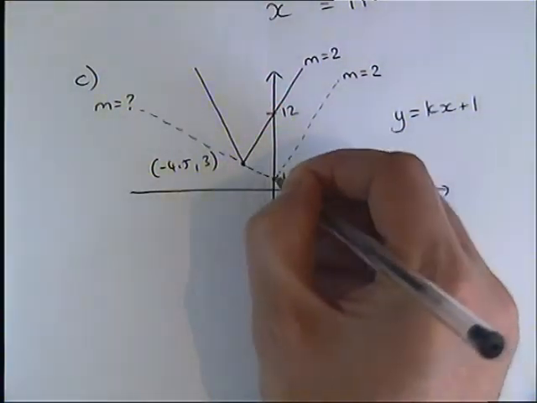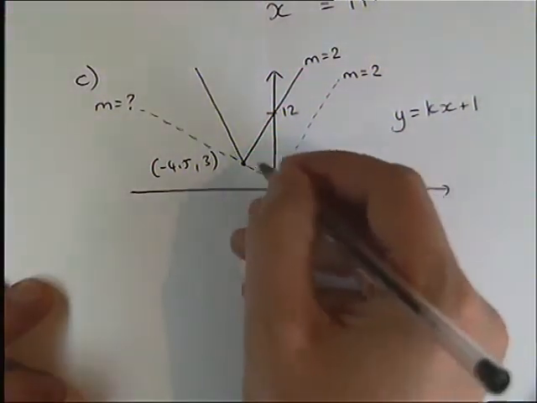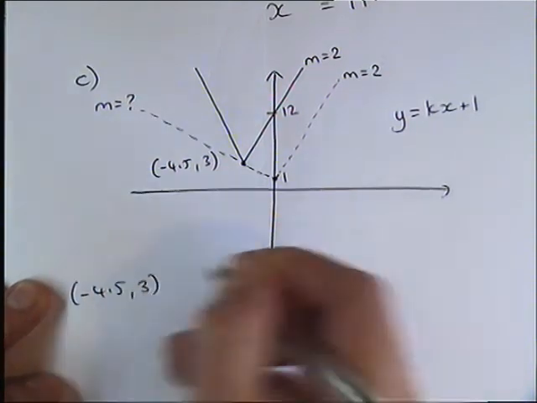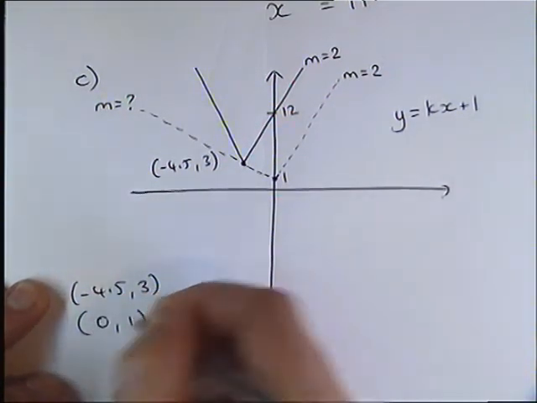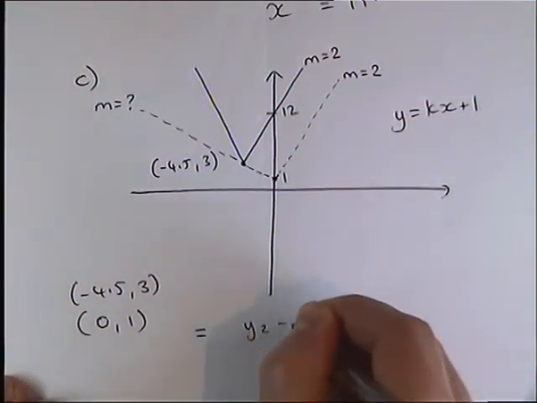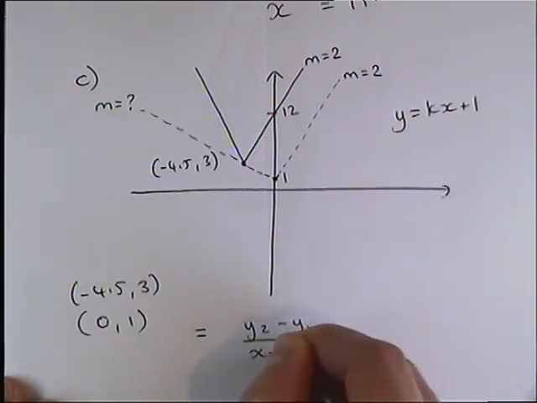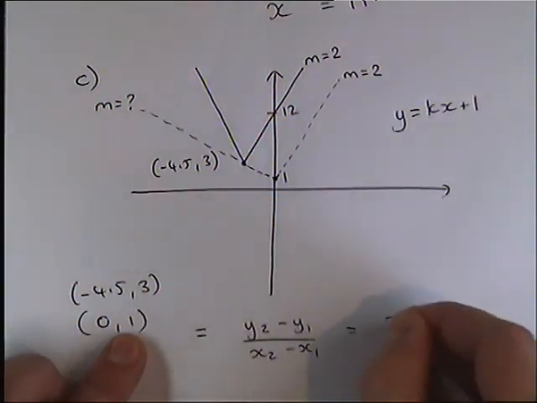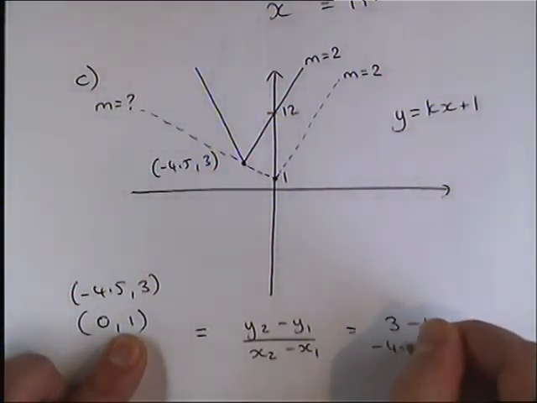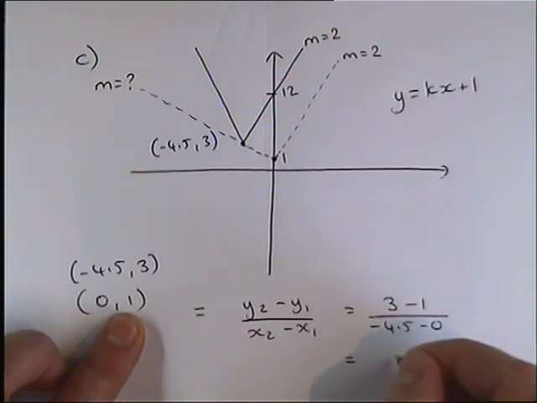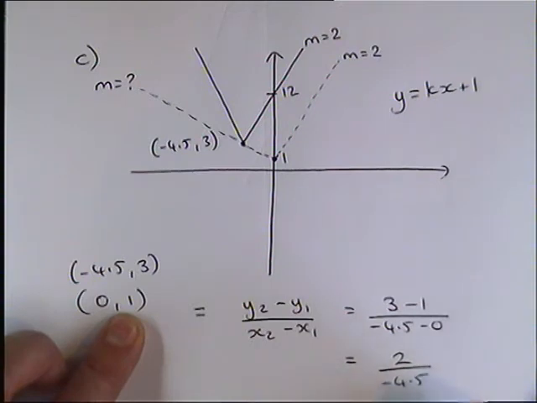So let's focus on these two points that we know. We've got to find the gradient between them. We've got the point minus 4.5, 3 and the point 0, 1. To find the gradient of those two points, let's use this formula. Which way around am I going to do it? 3 minus 1 over minus 4.5 minus 0. So that is 2 over minus 4.5, which is minus 4/9.